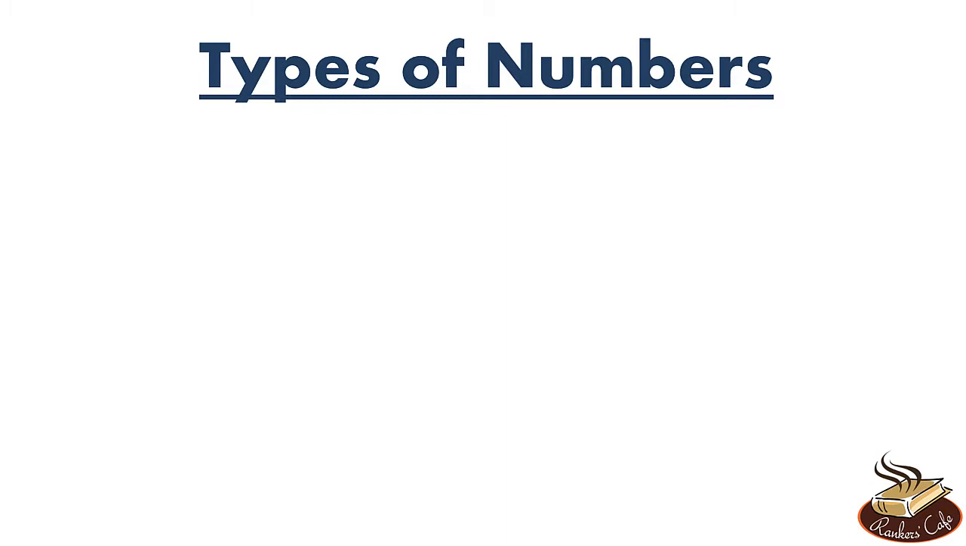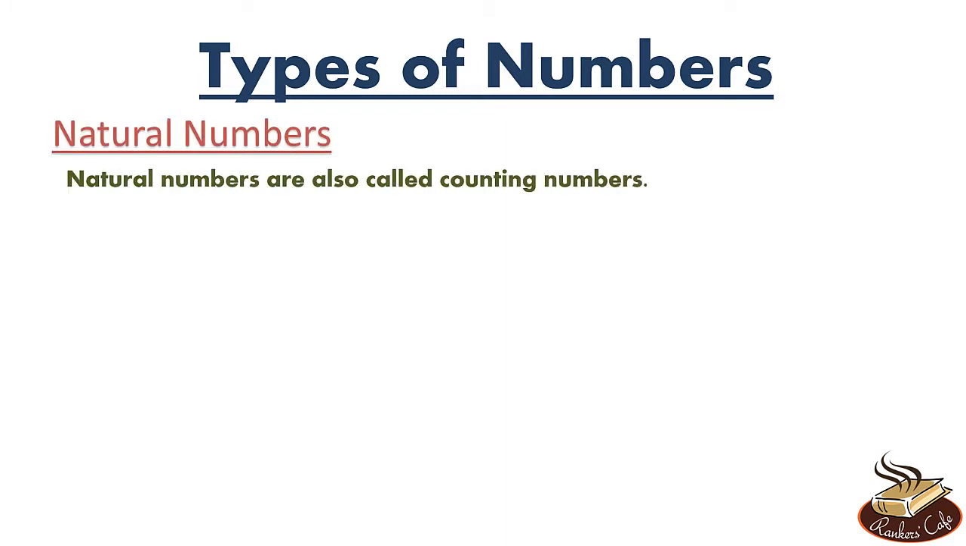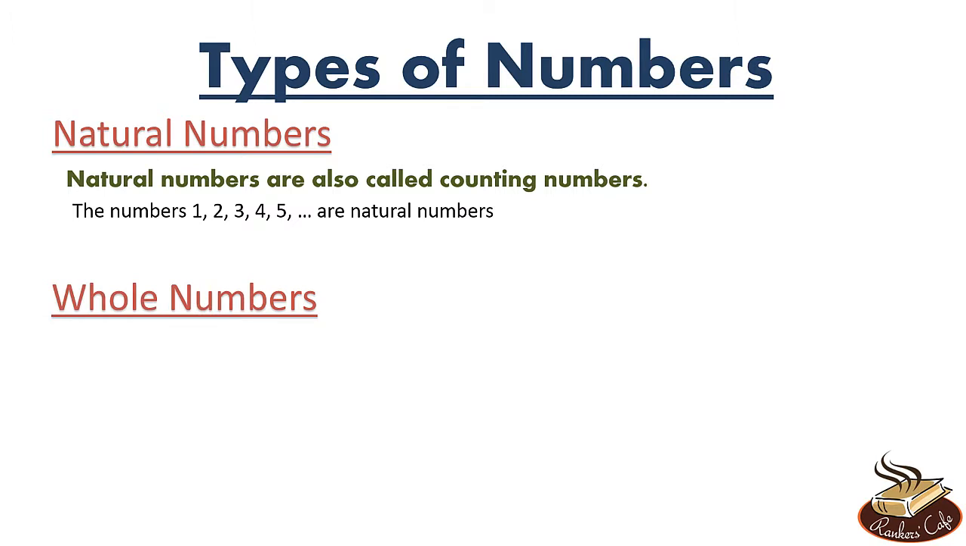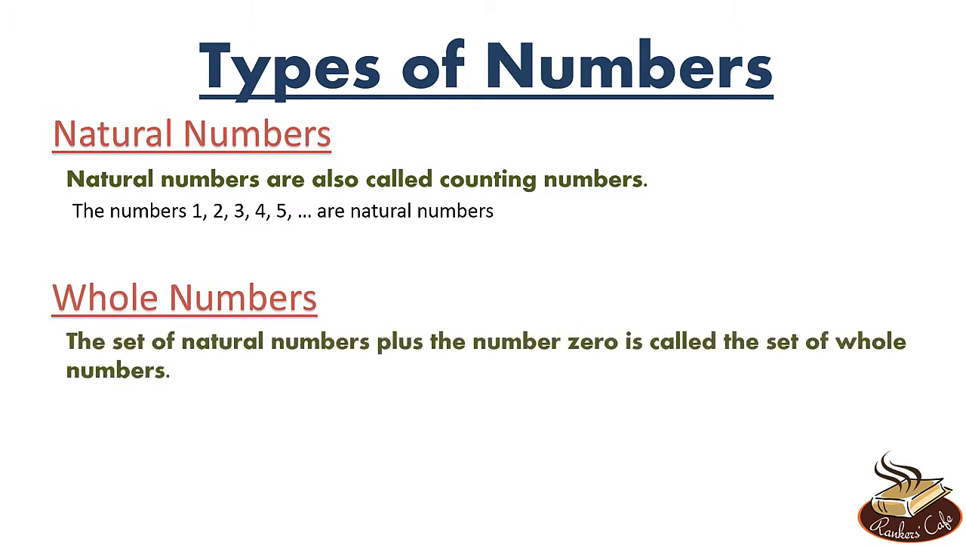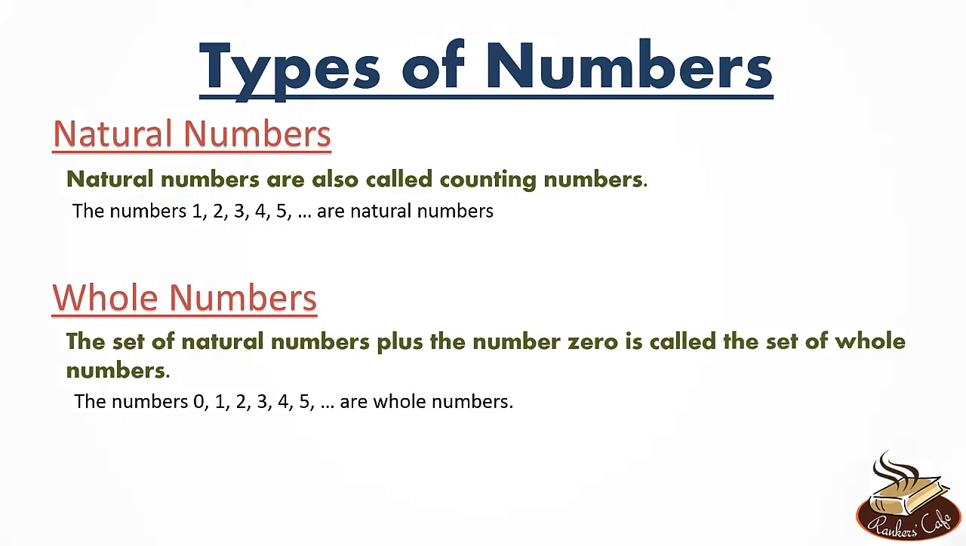Let's first learn about the different types of numbers. The first is natural numbers. Natural numbers are also called counting numbers. As is obvious from its name, counting numbers are used to represent things that we can count. Thus, the numbers 1, 2, 3, 4, 5 and so on are called natural numbers. Then we have whole numbers, which contain an additional number, that is, the number 0. The set of natural numbers plus the number 0 is called the set of whole numbers. Thus, the numbers 0, 1, 2, 3, 4, 5 and so on are called whole numbers.